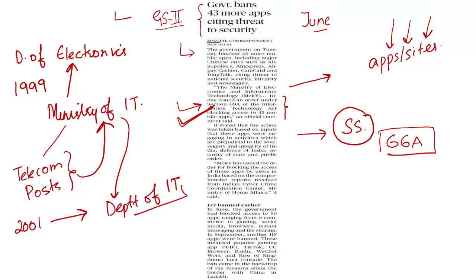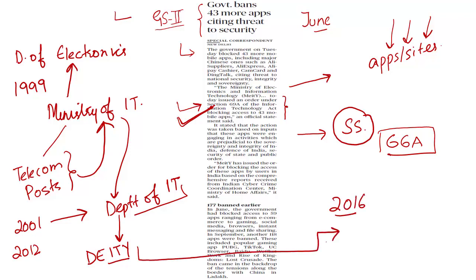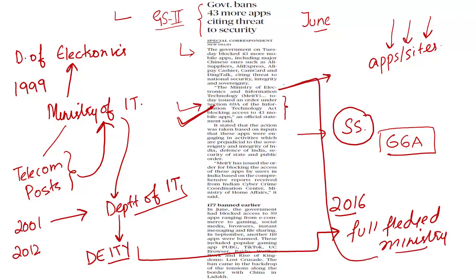However, there was a growing feeling that the electronics department had not been given adequate importance by the government. The year was 2012. This Department of Information Technology was renamed as the Department of Electronics and Information Technology, DeitY. Then in the year 2016, this Department of Electronics and Information Technology was made into a full-fledged ministry, and this full-fledged ministry has now been rechristened as the Ministry of Electronics and Information Technology.